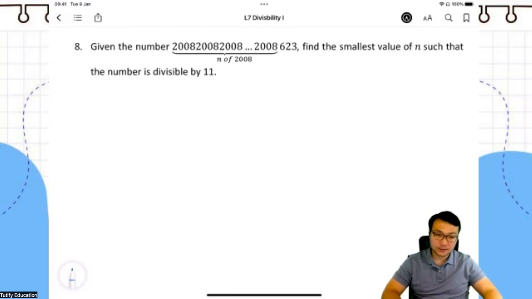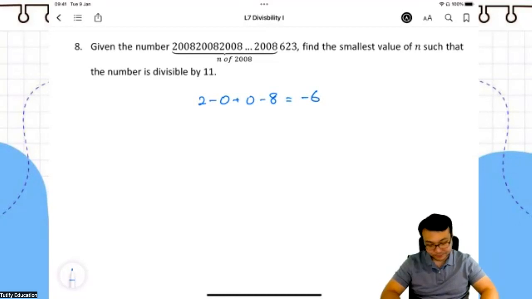You must find the smallest value of n, the number of times in 2000. The alternating sum, right? Yes. So 2 minus 0 plus 0 minus 8, what do I get? -6. So if I repeat this thing n times, what will I get?